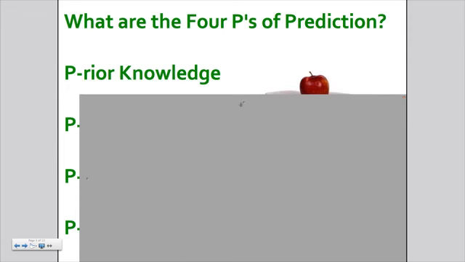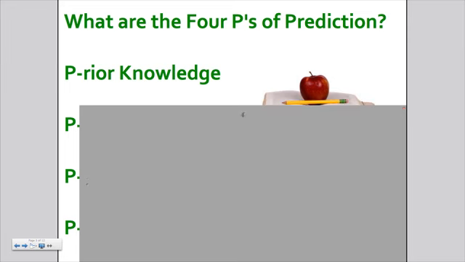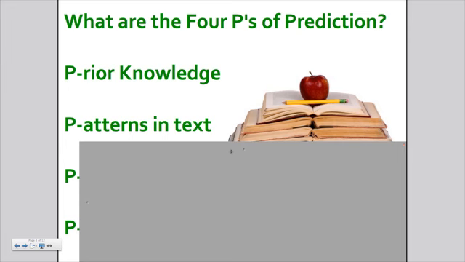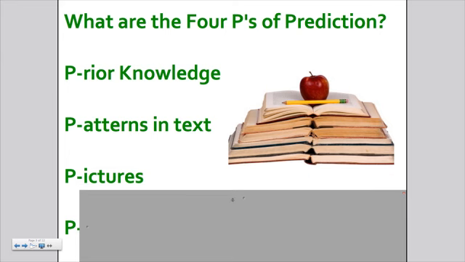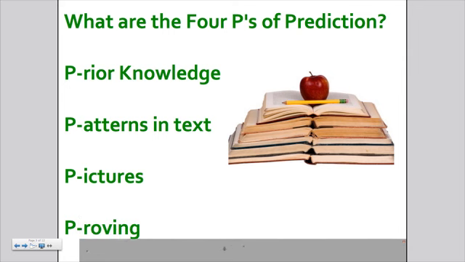First is prior knowledge. Second is patterns in text. Third is pictures. And last is proving. These 4 elements help us predict what an author is going to say, as well as understand what the author is saying.